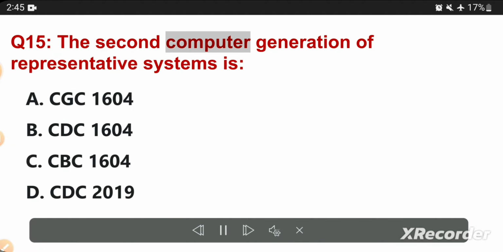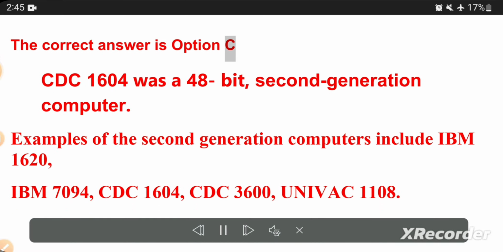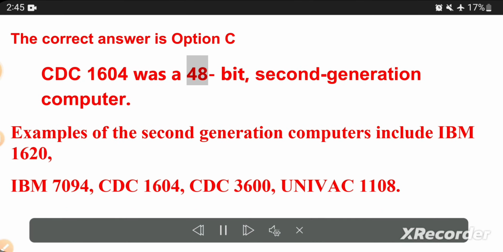Q15. The second computer generation of representative systems is CGC 1604, CDC 1604, CBC 1604, CDC 2019. The correct answer is option C. CDC 1604 was a 48-bit, second-generation computer. Examples of the second-generation computers include IBM 1620, IBM 7094, CDC 1604, CDC 3600, UNIVAC 1108.